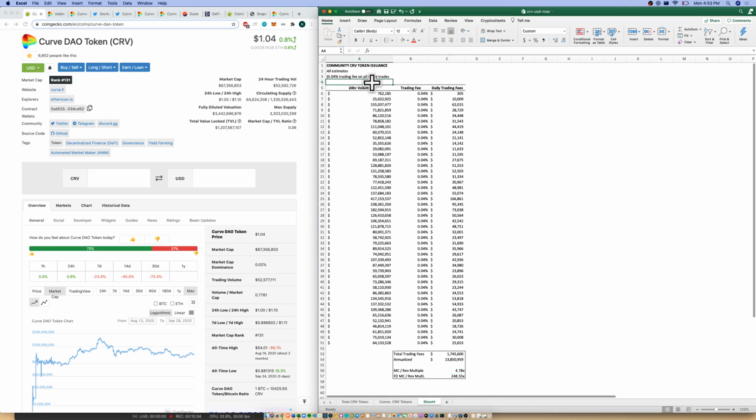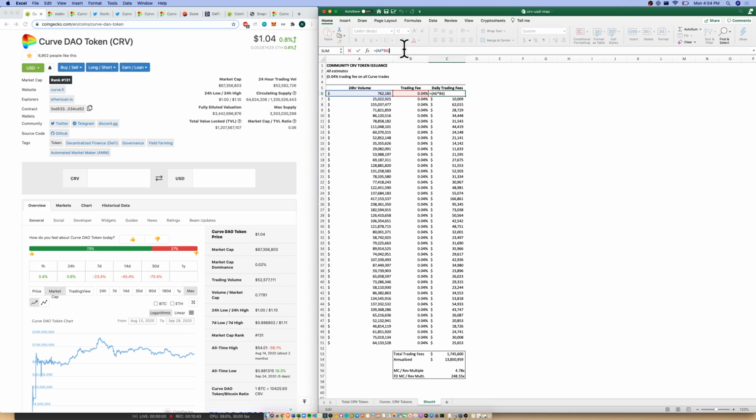Also, really quickly, wanted to talk potential revenues. So our trading fee is 0.04%. If I multiply it by the 24-hour volume, I do get a dollar value here. If I add up the 46 days of trading fees, it looks like about 1.75 million. I can annualize that to get about 13.85 million.